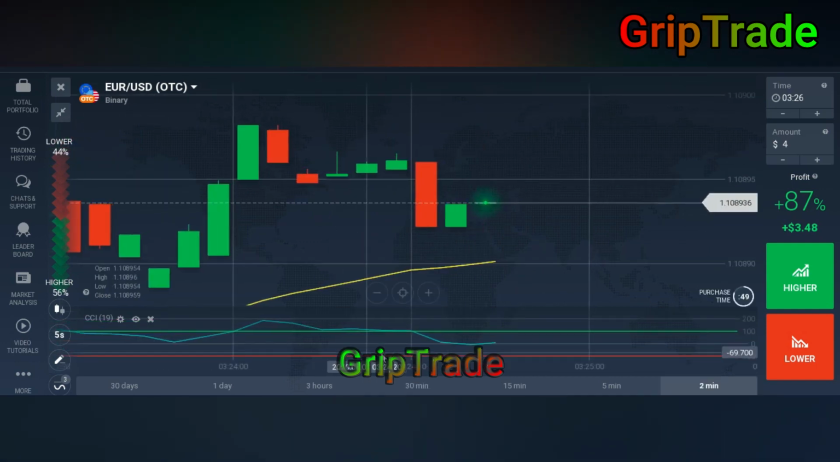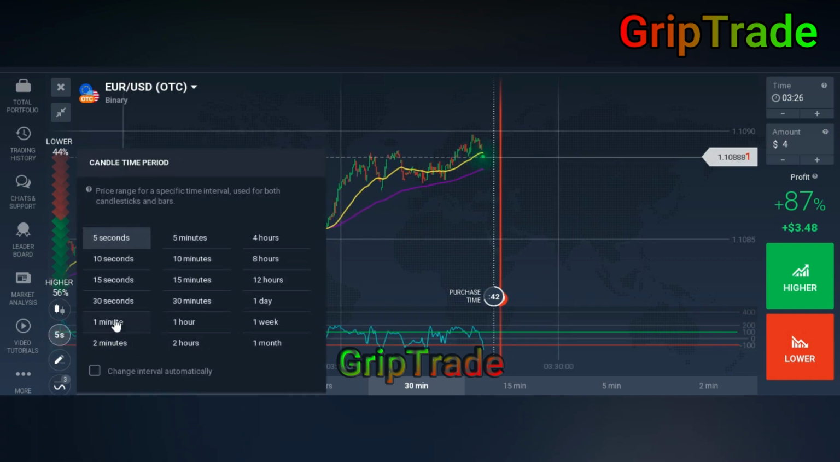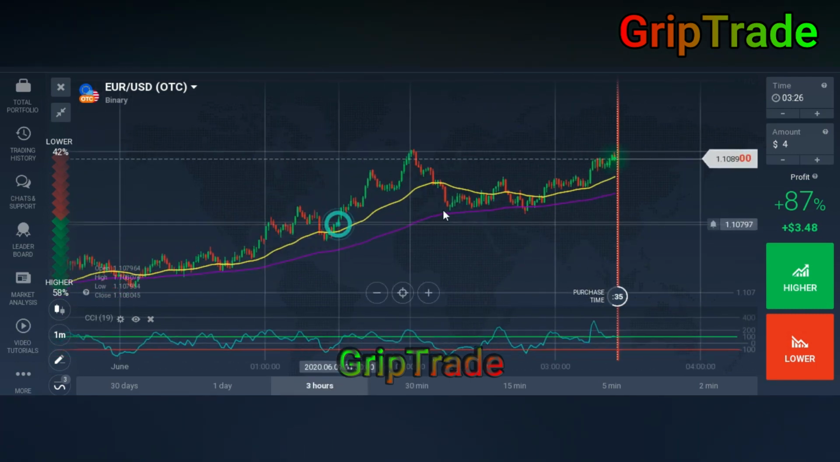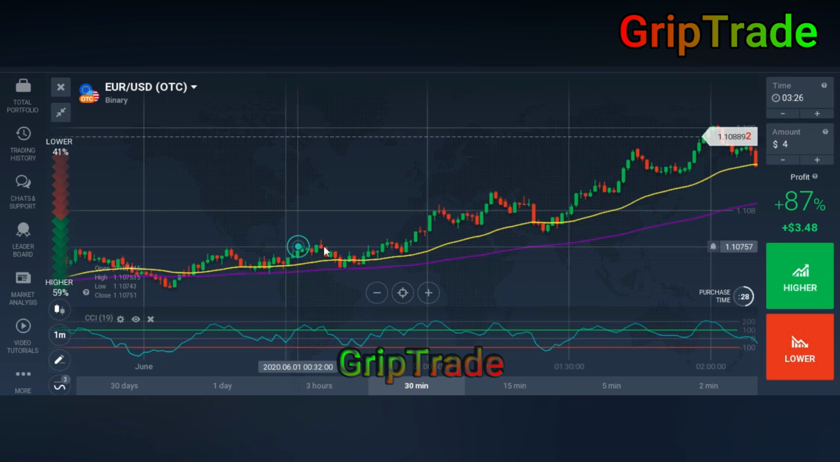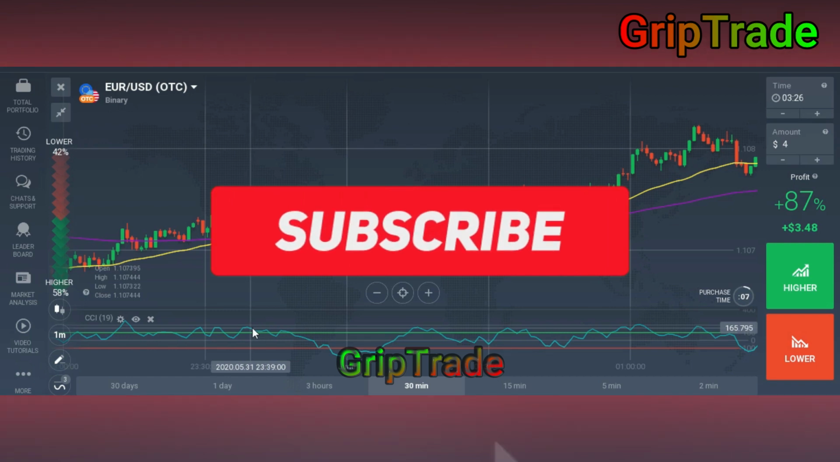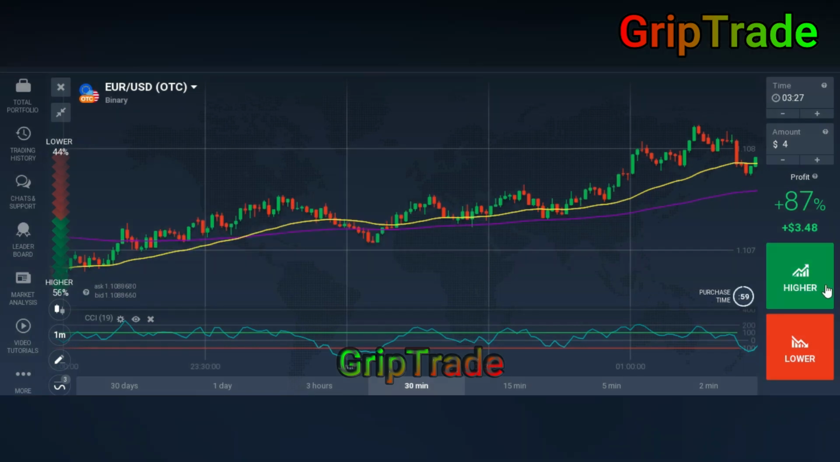Let me show you some trades in Euro USD so that you can gain more confidence in the strategy. There you find it, the first. Okay. As soon as both the moving averages, yellow and purple line, intersected each other below the candles, and the CCI line is touching even beyond the green line, the upper line. So that's a pretty simple thing. It's a buy signal, it's a green signal, it's a higher trade, it's a call option, okay?